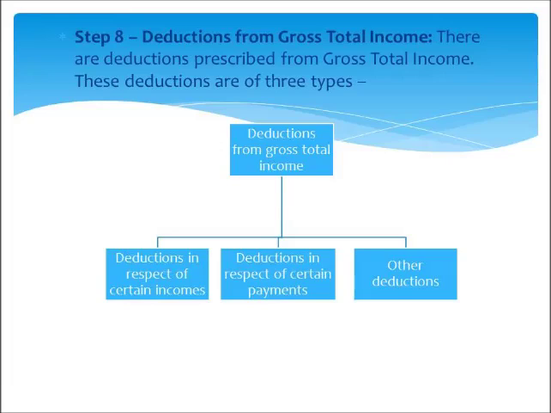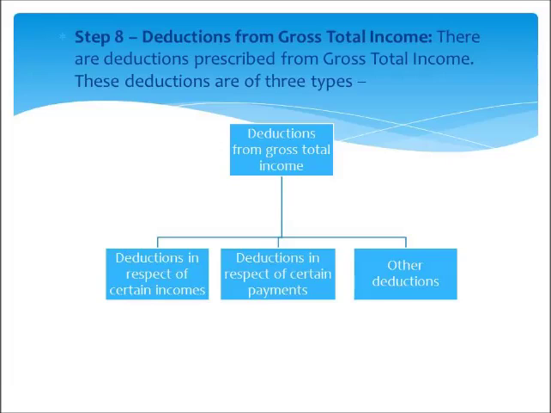Certain incomes of cooperative societies are deducted. Royalty income of authors of certain books is deducted. Royalty on patents. So all these are deductions from income. These are deducted from the gross total income.